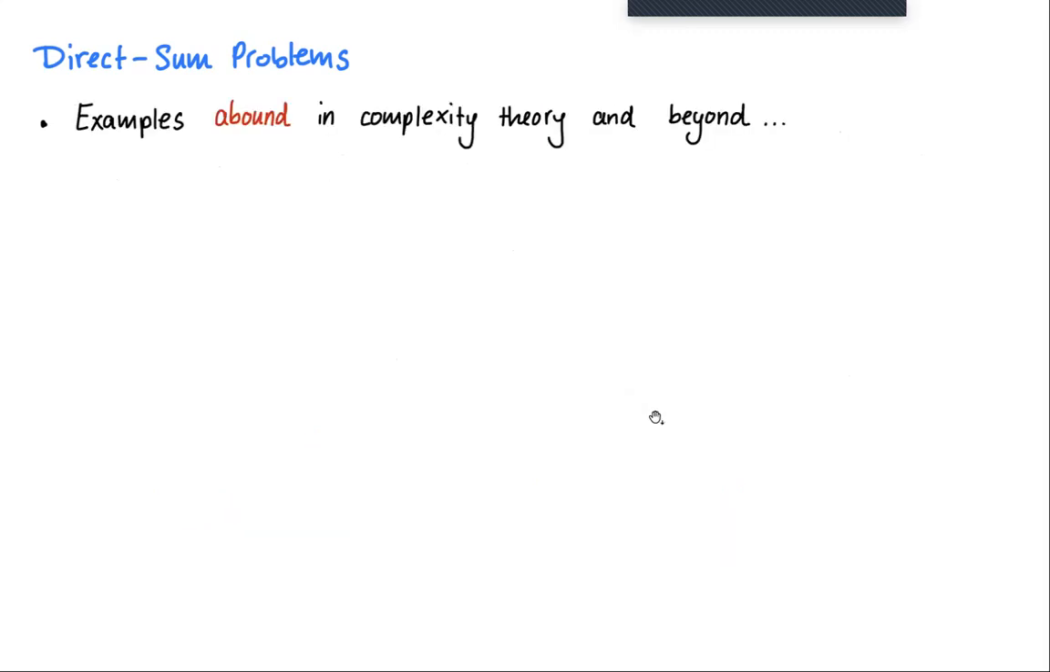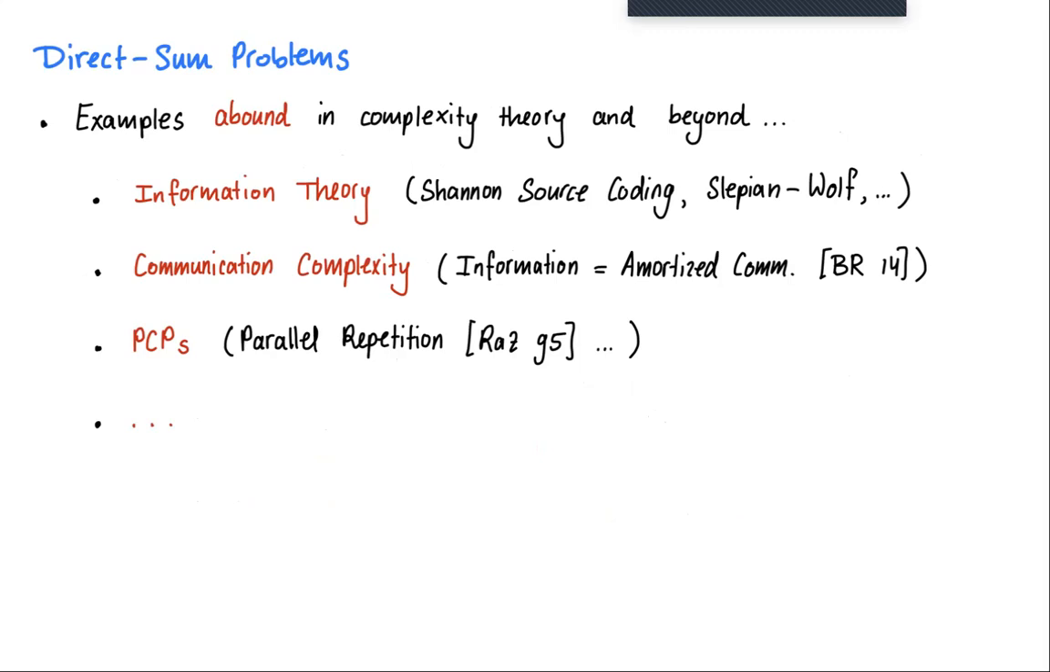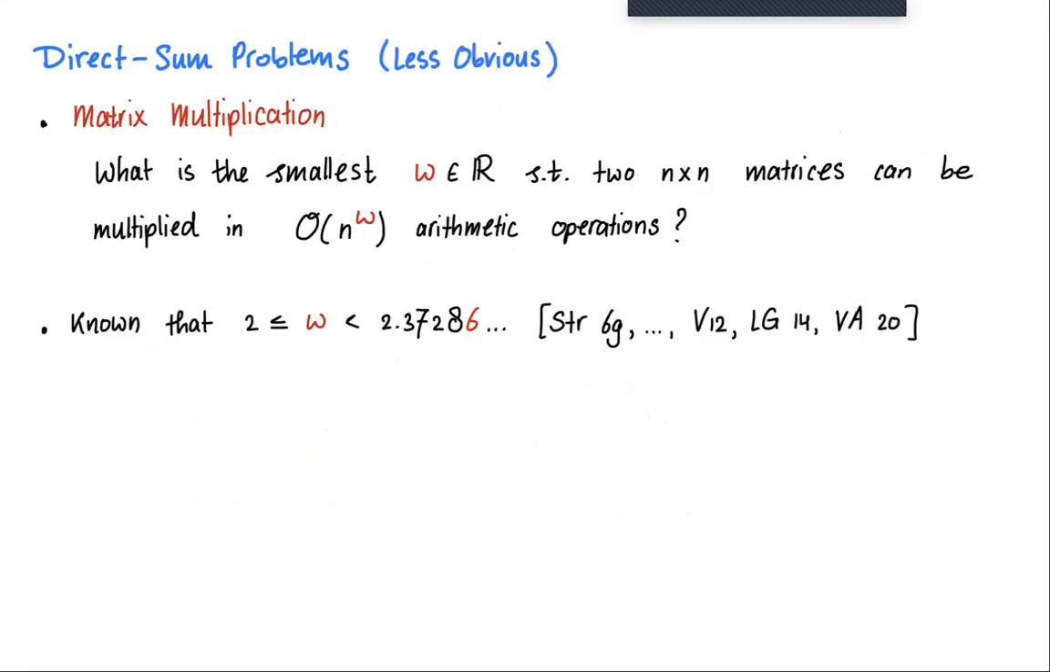And these direct sum problems, they appear everywhere in complexity theory and beyond. Here are some examples. So in information theory, they appear in Shannon source coding and Slepian-Wolf. In communication complexity, there is an important example related to this information equals amortized communication paper of Braverman and Rao. And there's parallel repetition and so on. And sometimes these direct sum problems, they're actually less obviously direct sum problems.